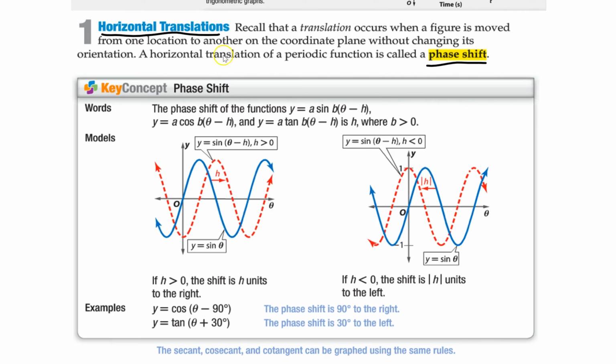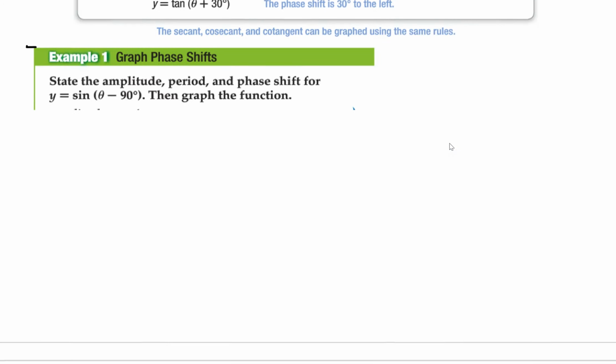A horizontal shift is when something's on the inside, right? So we do inside opposite. So we move it left and right. You see something inside that moves it left and right, the value it has there. So let's do an example. Let's make this pi over 2.